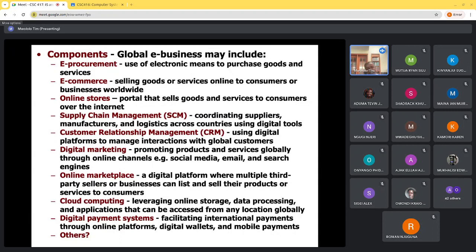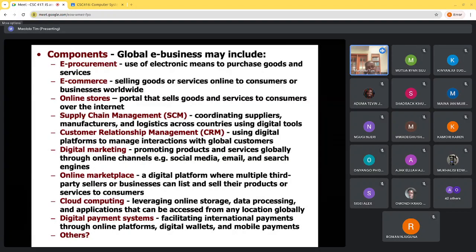Are there any other components that I have not listed here that you think would be important, particularly for the people who are thinking about running a global business? Anything that I've not listed here? Obviously, you do not need to have all of them. Cloud is critical. Of course, you need to have the e-commerce capability. You need digital payments.